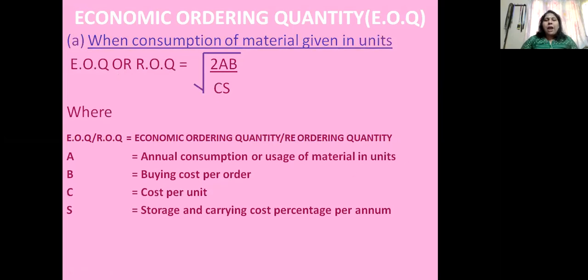Or else, if annual consumption or usage of material is in units, what is the formula? Root of 2AB divided by CS. And I added one more very important thing you need to understand: that calculation in the denominator, cost per unit into storage percentage per annum, we are doing this multiplication in order to know the carrying cost per unit. If in any problem you are working out, the carrying cost per unit is given, straight away you can show that carrying cost per unit in the denominator. You need not do the C into S calculation.